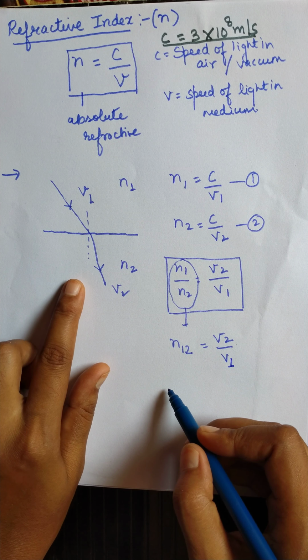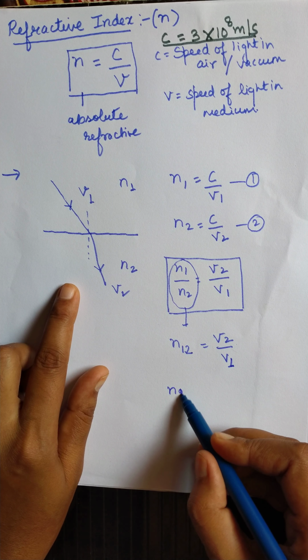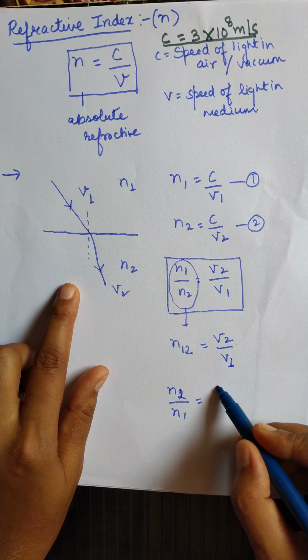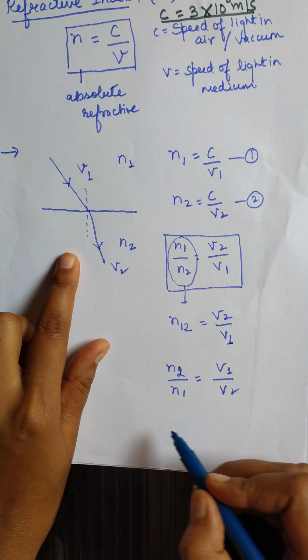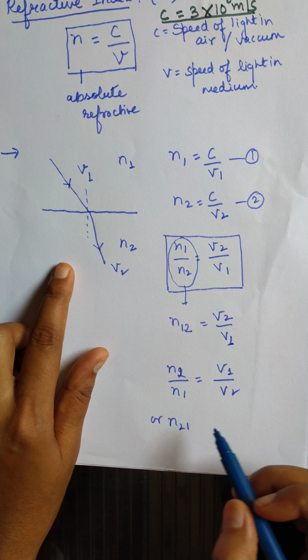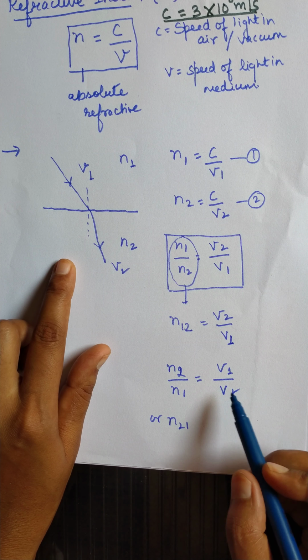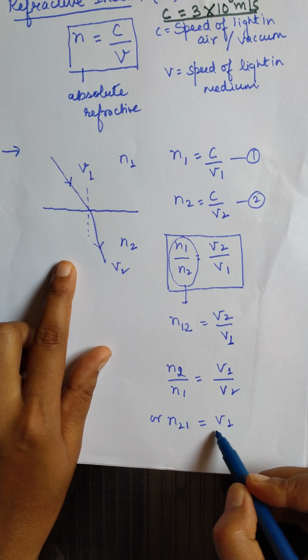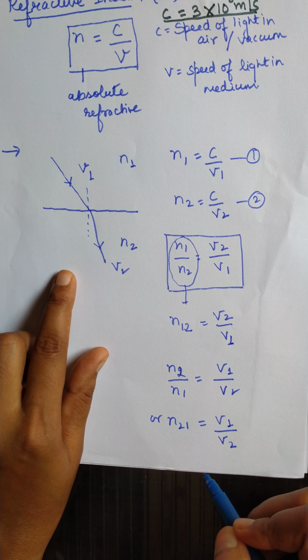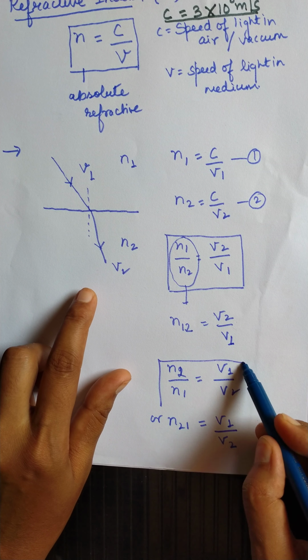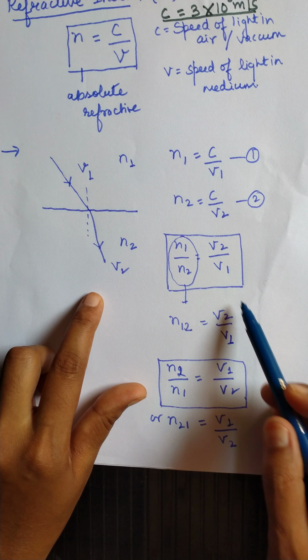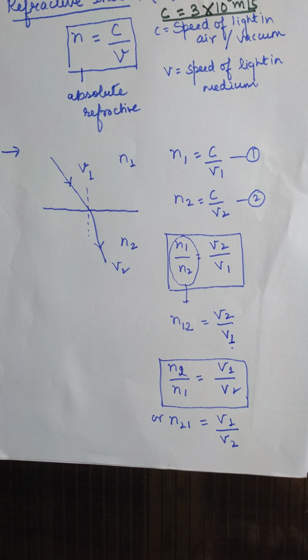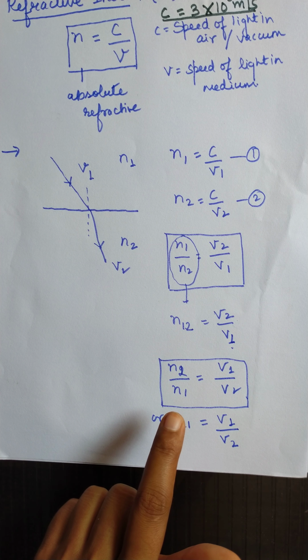Similarly, n2 upon n1 will be equal to v1 upon v2, or we can say n21, the refractive index of the second medium with respect to the first medium, is equal to the velocity of light in the first medium to the velocity of light in the second medium. These are the actual relations, and this is how they are given in our book. This is the relative refractive index.